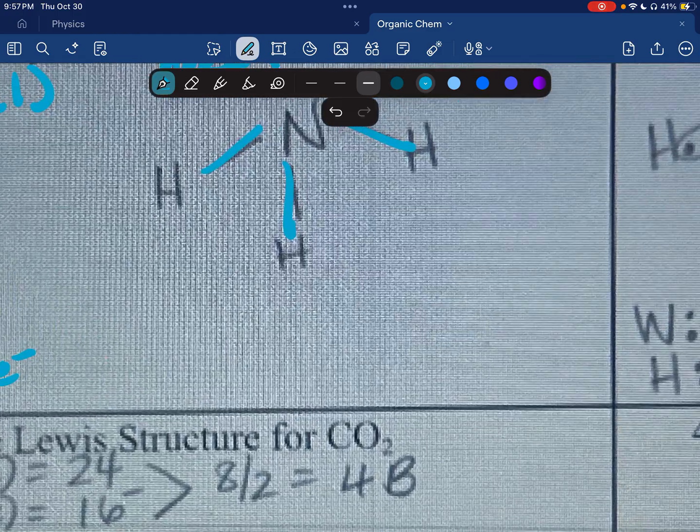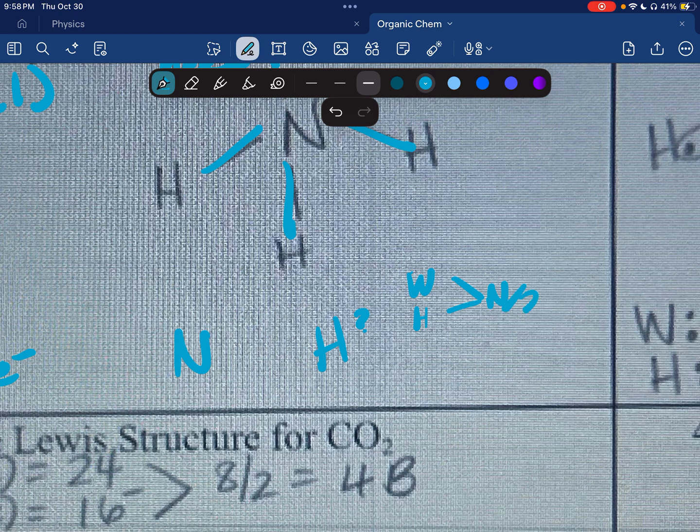If she just says you have a ton of nitrogen and a ton of hydrogen, and you're wondering how many bonds this is going to make, or how many hydrogens you need, you can use those calculations for want and have to get how many you need, and then divide the need by 2 to get the number of bonds.